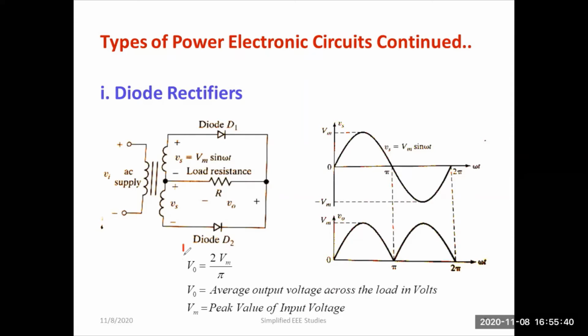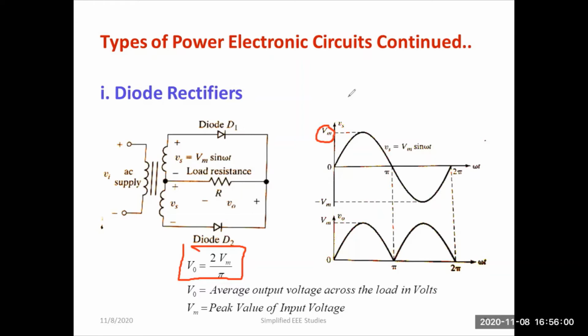The formula is given by V naught equals 2 Vm by pi, where Vm is the peak value of input voltage. I have written V naught, which means the average output voltage across the load in terms of volts. Vm is the peak value of input voltage, also expressed in volts. So you can note down this point.